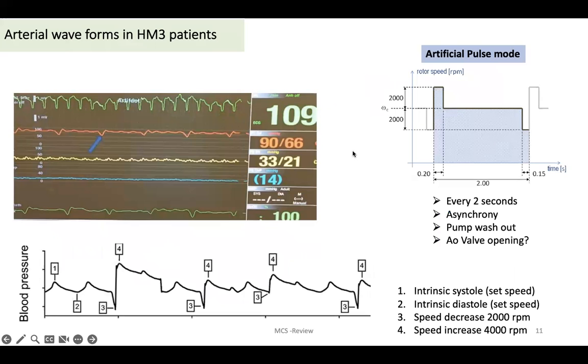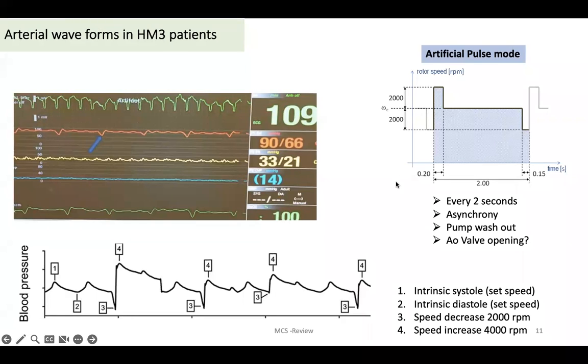One thing you may be aware of: on this slide, you have the arterial waveform of a patient supported with a HeartMate 3. The red, of course, is the arterial line, a radial arterial line. As you can see, there is a little bit of pulsatility with a dip and up form. It's important to understand what this is and why you observe that.